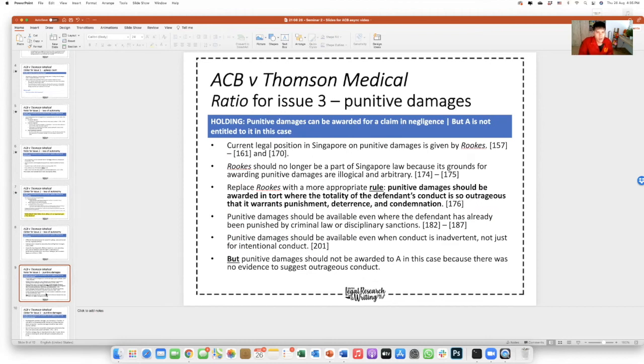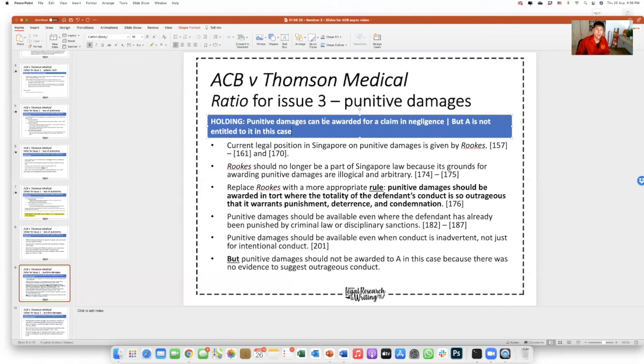Okay, so moving on to issue 3, punitive damages. I think that issue 3 is likely the most straightforward of all 3 issues, okay? The question here is whether or not the appellant should be awarded punitive damages, but you will realize, like I said earlier, that the holding is a bit nuanced. There are 2 parts to it.